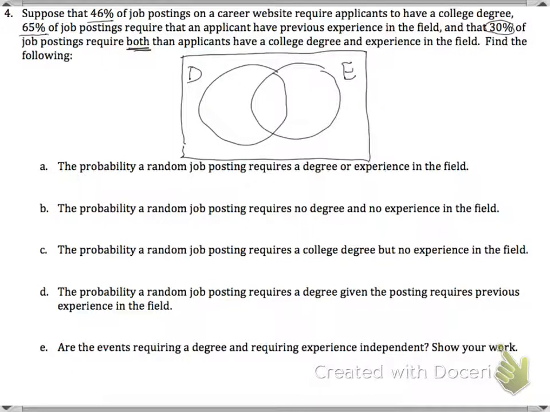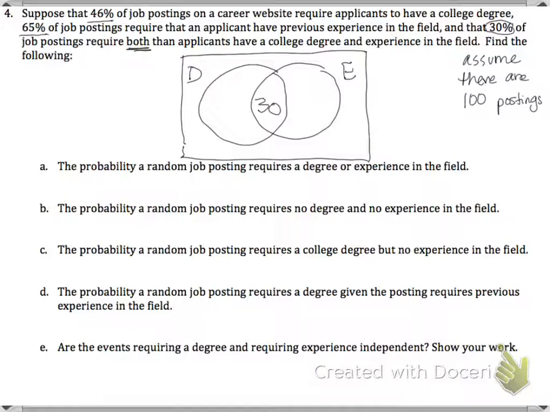So remember, we made this easier and we said assume there are 100 job postings. And if we do this, then we can make sure that all these are out of 100 total job postings, which means if 30% require both a degree and experience, and we're talking about 100 jobs total, then 30 of them would require both. So that would go in the middle.